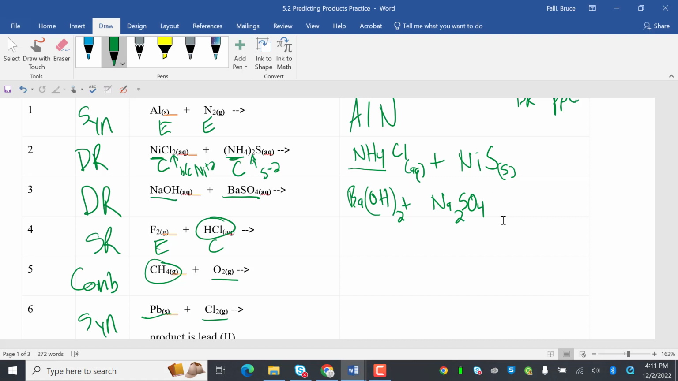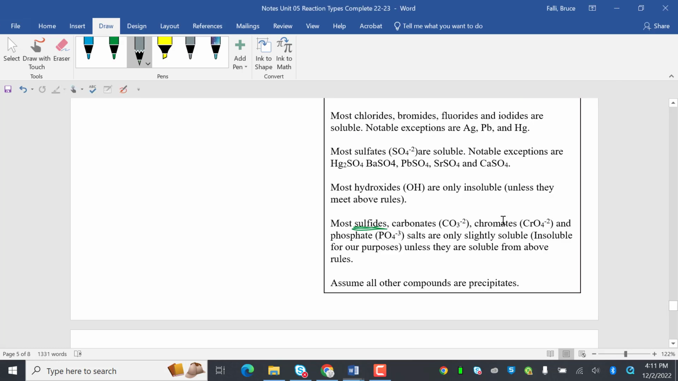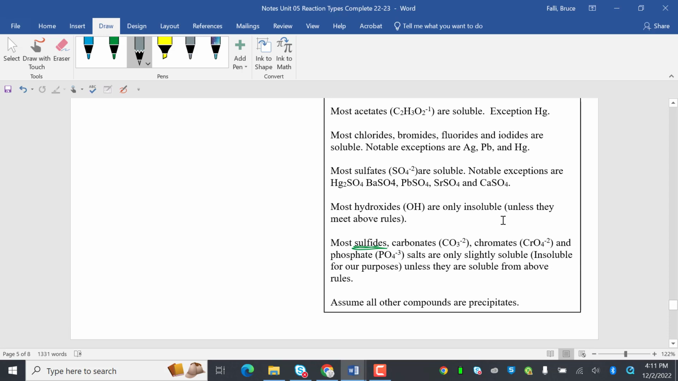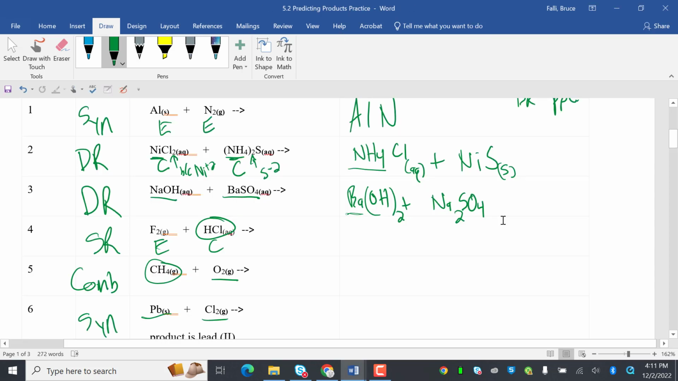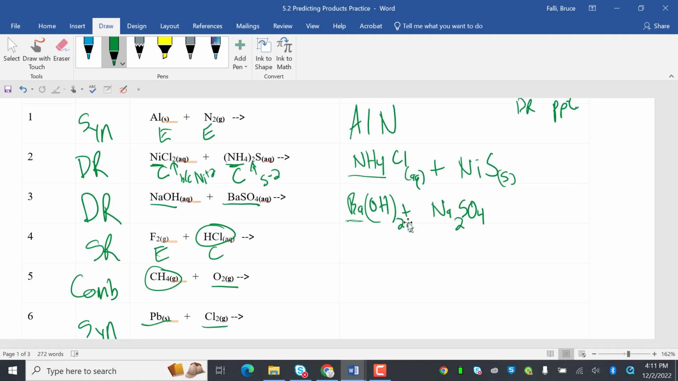Now I need to check to see double replacement. I'm looking for precipitates. So my first question is always, is the first one plus, is it in the group 1 column? Barium is not, it's in column 2. So then I'm going to check my hydroxide rule. Most hydroxides are insoluble. Insoluble means it's a solid, so I'm going to call it a solid. Is sodium group 1? Of course it is. That's automatically aqueous.